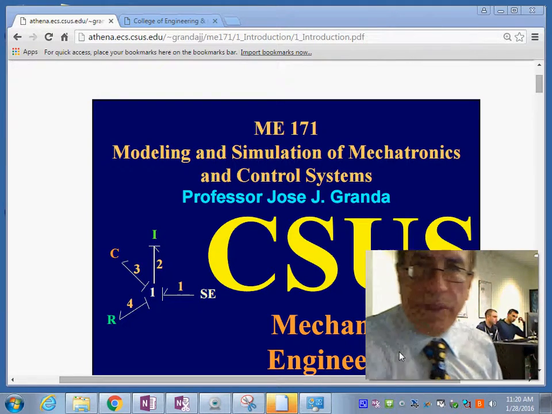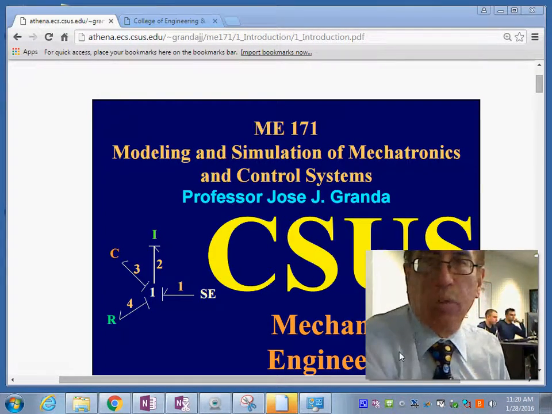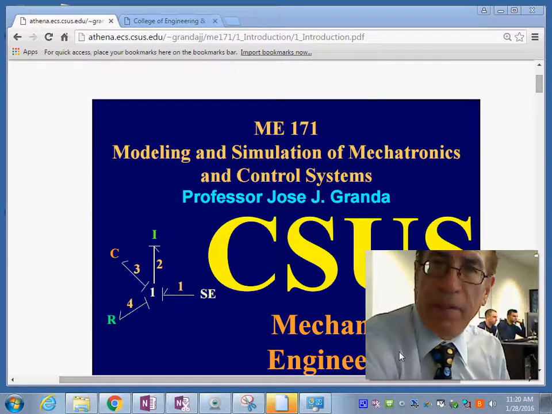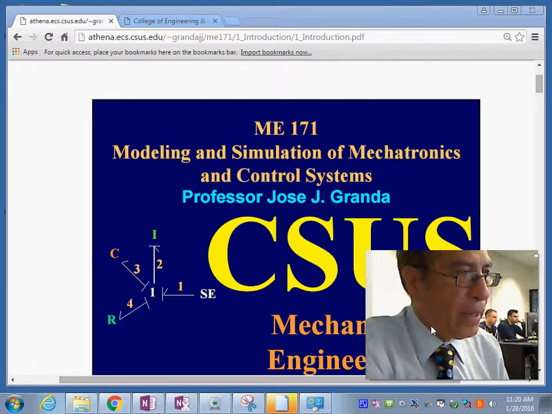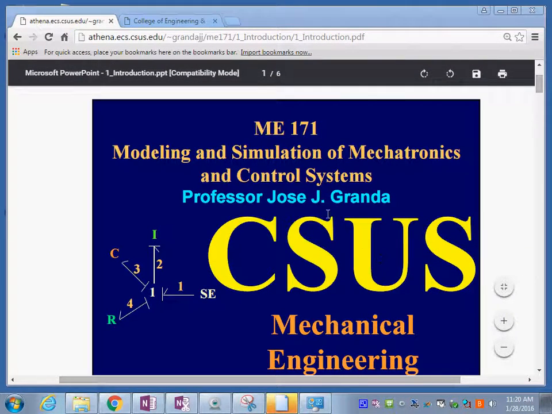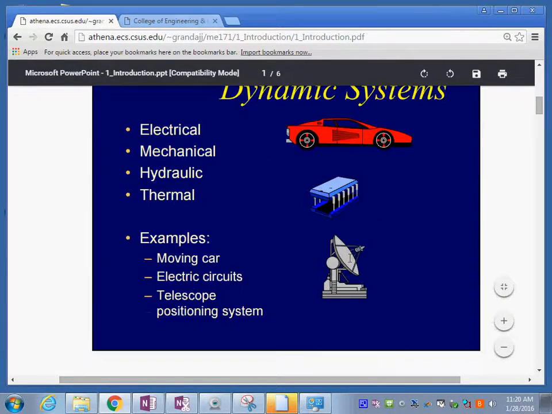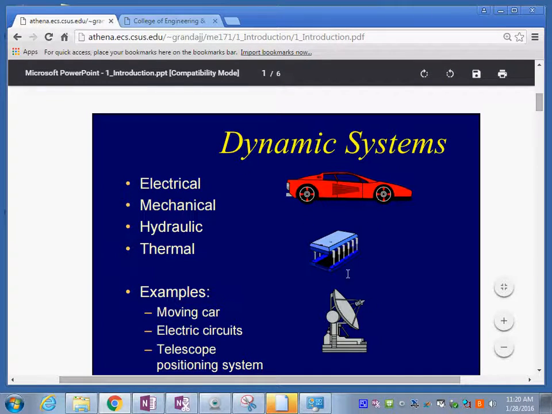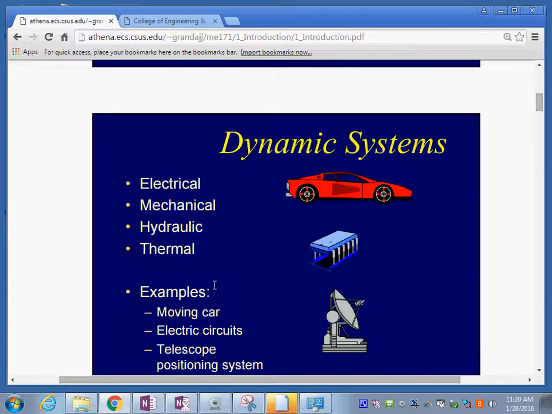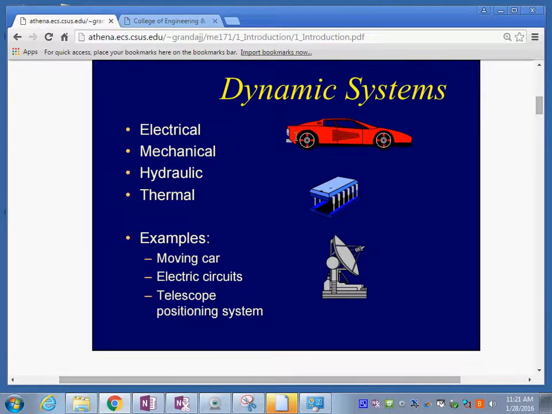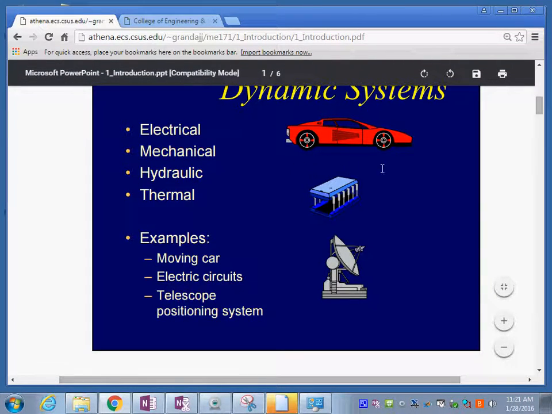Okay, so today we're going to see the introduction to ME171 and the different methods of modeling and simulation. So in here we go, and we have just a few elements and devices that are systems in the different domains. And we will look at an example of a simple system so that we understand the idea of how a model of reality can be put into the computer.